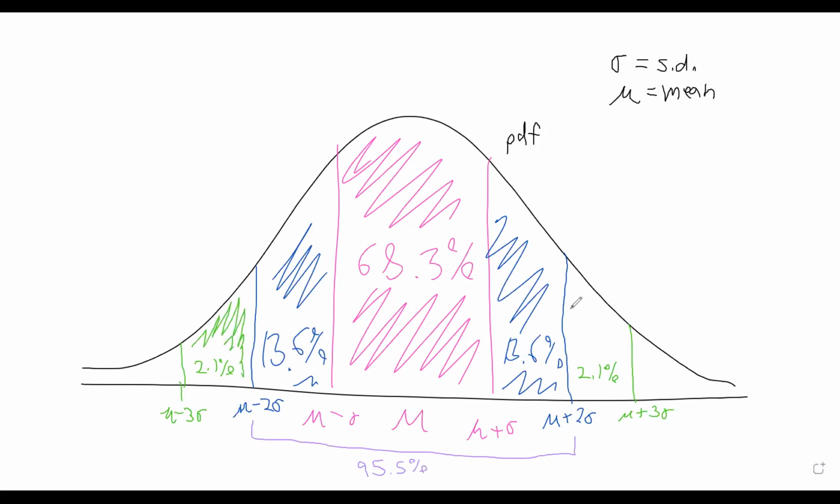Yeah. Okay, good. And so then these are the percentages of these other parts. So you have 95.5% within mu minus 2 sigma and mu plus 2 sigma. And then if you go out another standard deviation away, you're adding another 4.2. So then you have 99.7% here. So 99.7% of the area is between mu minus 3 sigma and mu plus 3 sigma.